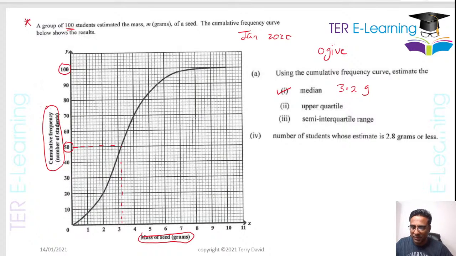Give me a sec there, guys. I just want to adjust something here.